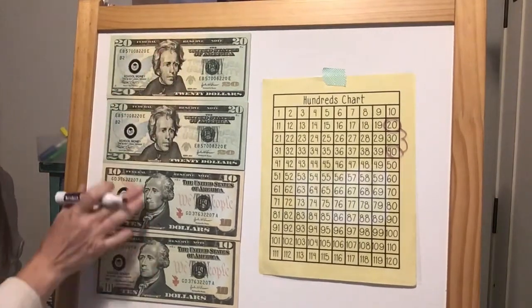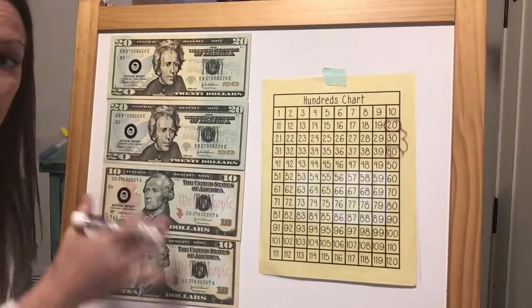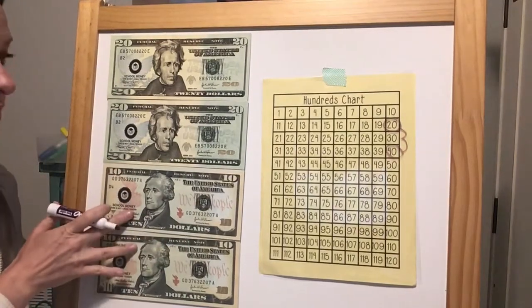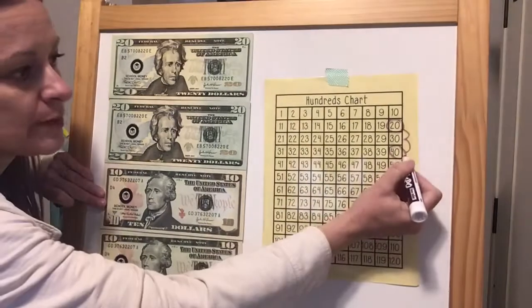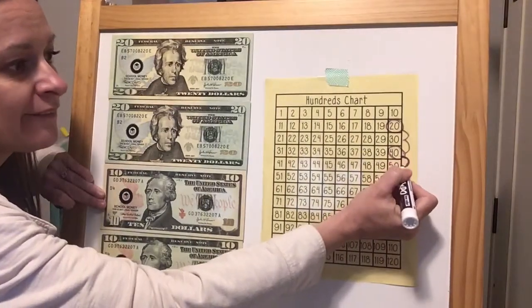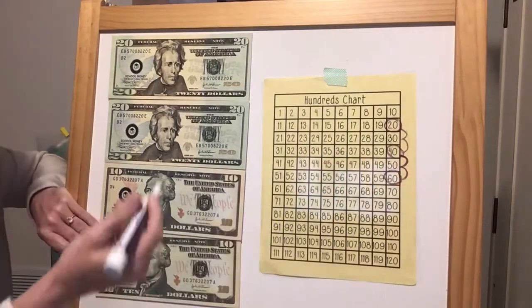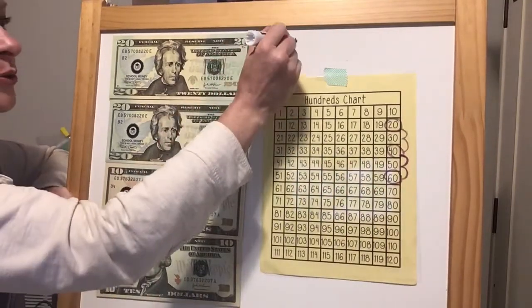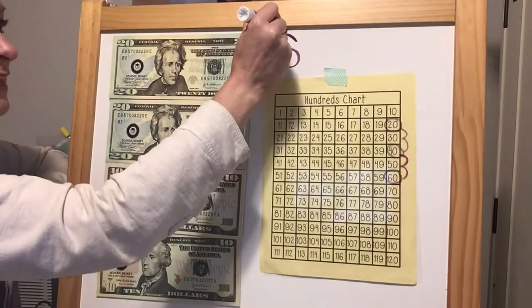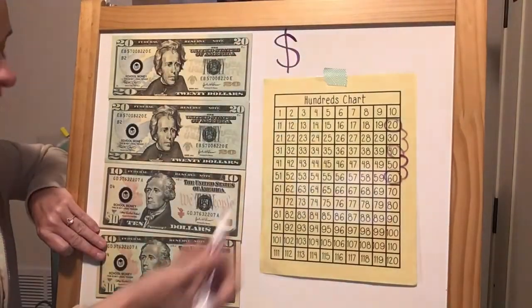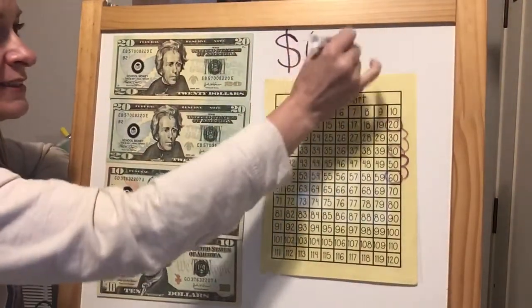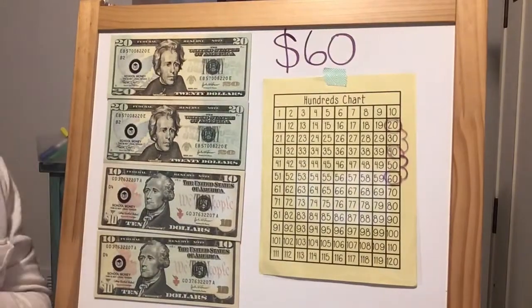Now we need to add or count on by 10s to get our 2 10s. So we have 1 10, which would be 1 more down, 40, 50, and then 1 more, 60. And there's our answer. And to write out our answer, we would do our S with a line through it and the number 60. That means $60.